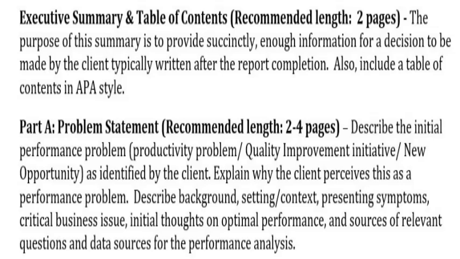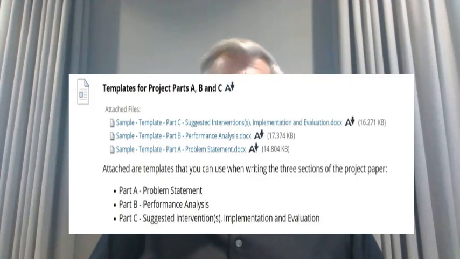Now, if you go on to page number 13, I give a little bit more detail on what the executive summary and the table of contents are, the problem statements. For parts A, B, and C, you will find on Blackboard specific templates for each one of those sections. And I'm giving you exactly what I'm looking for in each different section. If you use those templates, you're going to do very well in your project, and just basically answer the questions, okay? So for instance, in part A, you're going to describe what the problem is.